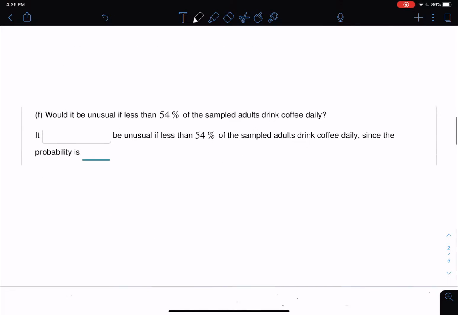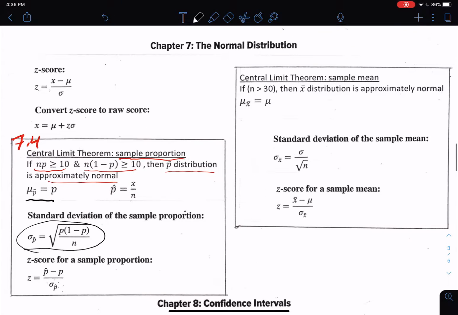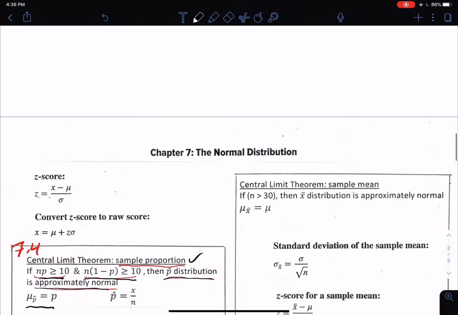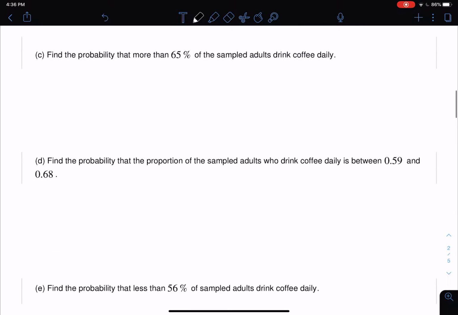Once again, how do you read that on the note card? Well, it says right here, you get the central limit theorem for sample proportions. If this is satisfied and this is satisfied, then p hat distribution is approximately normal. And once it's approximately normal, we can use z-scores and all these other things with it. Okay, so let's go back to our problem. And what is our problem?